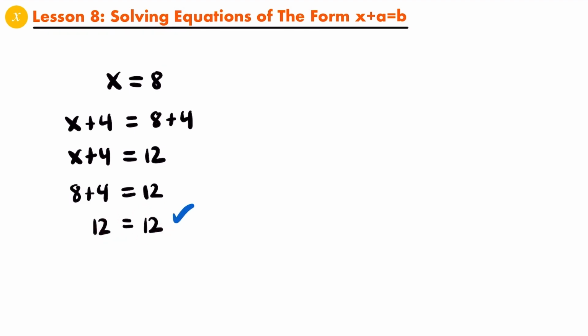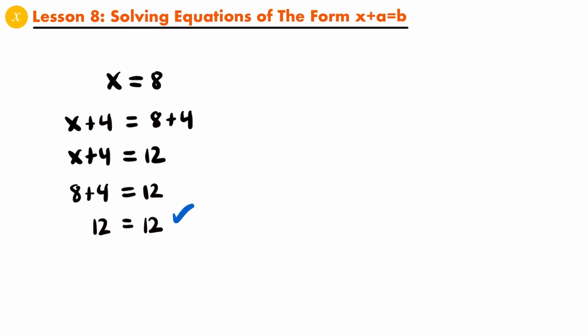And that's a true statement. The equation is true, and so 8 is still a solution to the equation x plus 4 equals 12, just like it was for x equals 8. We added a number, in this case 4, to both sides of the equation, and the equation still was true, and it still had the same solution. Okay? That is going to be true for any number that you add to both sides of the equation, even if you were to add a negative number.